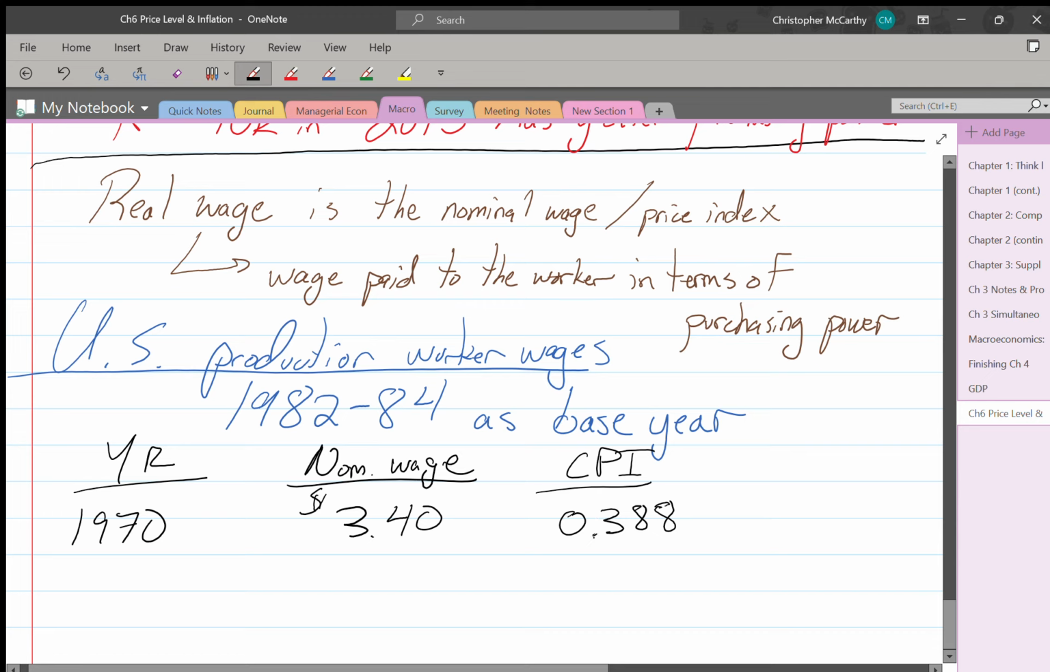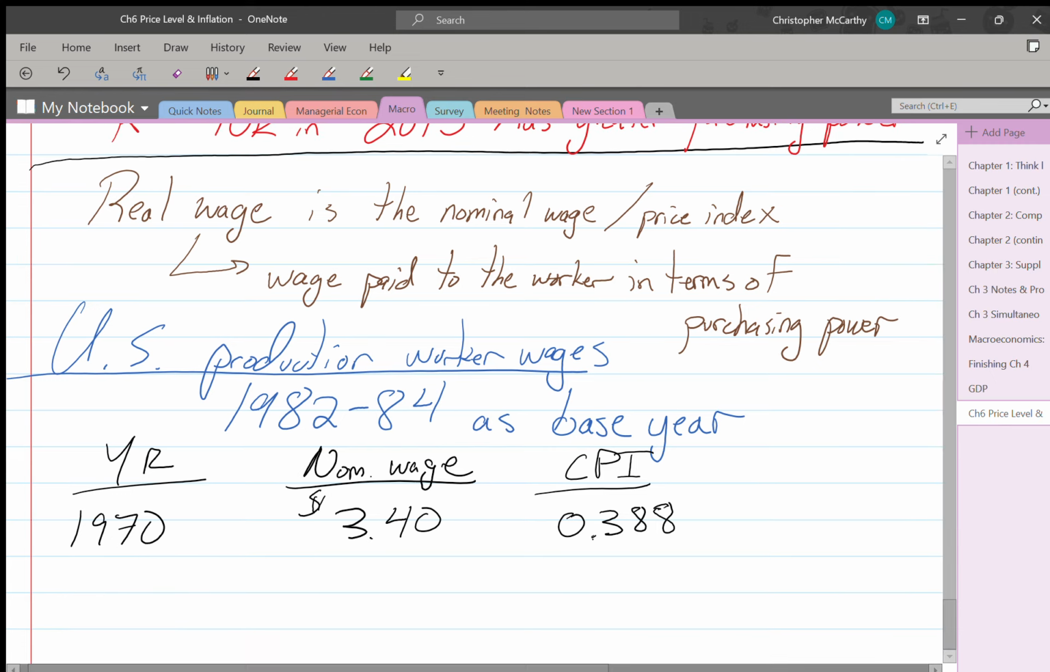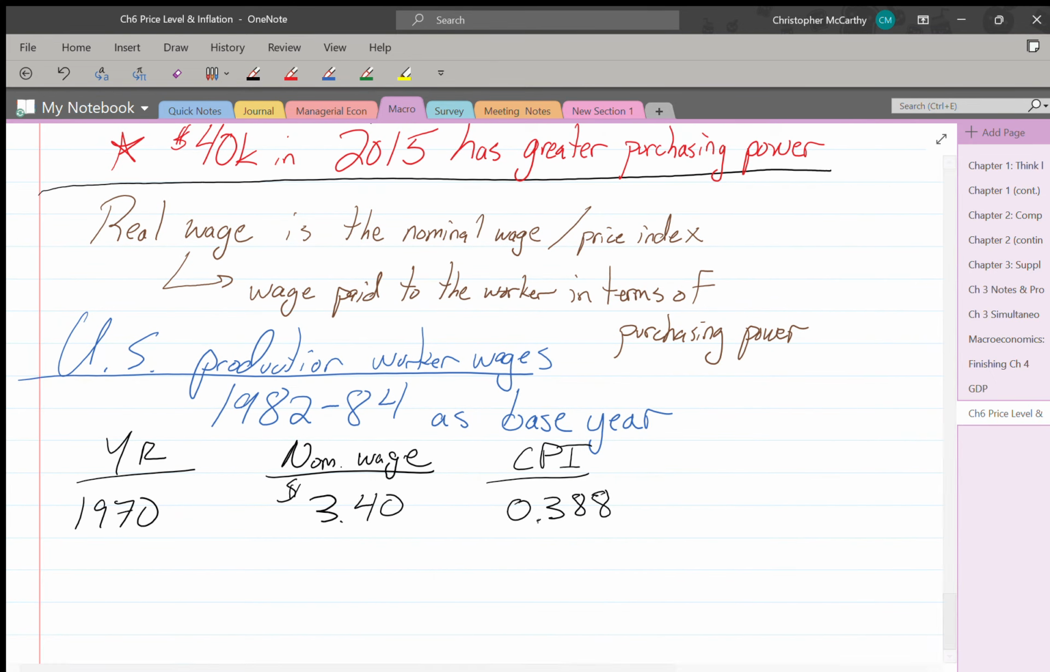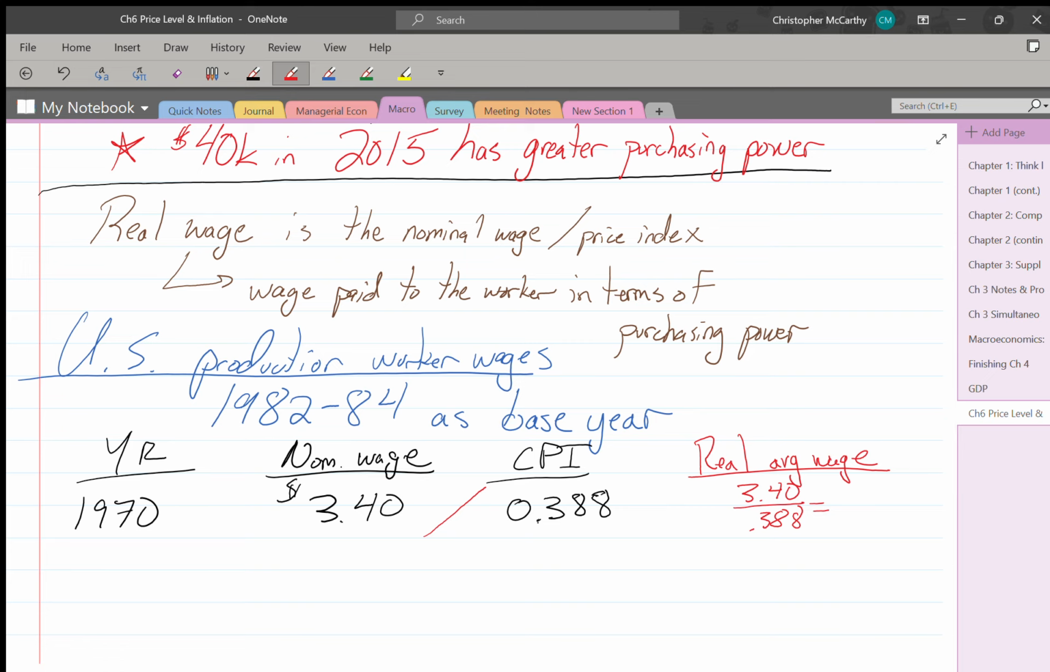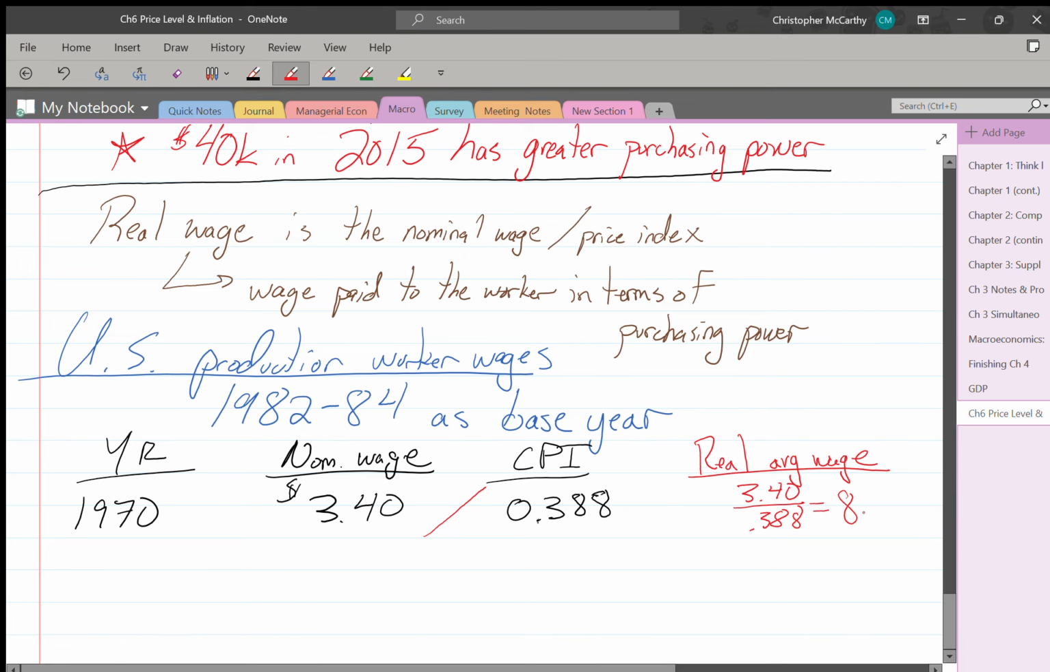I broke my own rule about the 100th place. Alrighty, we go to the 1000th place. It's like the next one. And so how do we get our real average wage? We divide the nominal wage by the CPI. So this is going to be equal to 340 divided by 0.388. Anytime you divide by a fraction or a number that's less than 1, what's going to happen? The numerator is going to get bigger, right? So we end up with a number that's larger than 3.40. It ends up being 8.76.